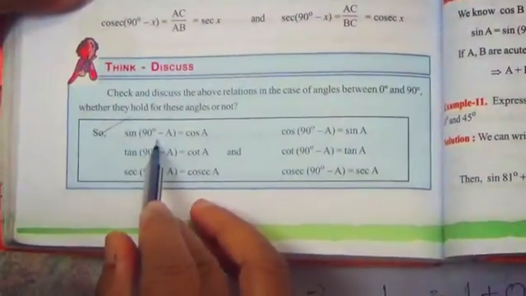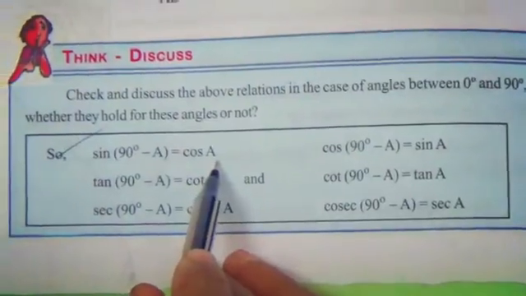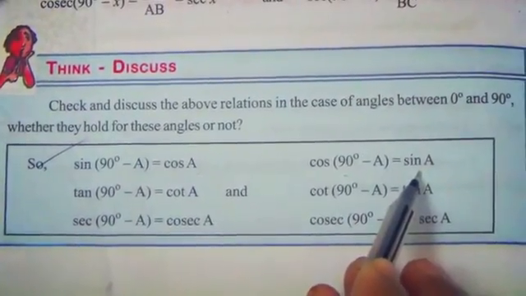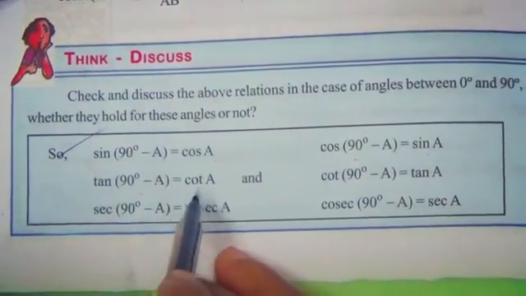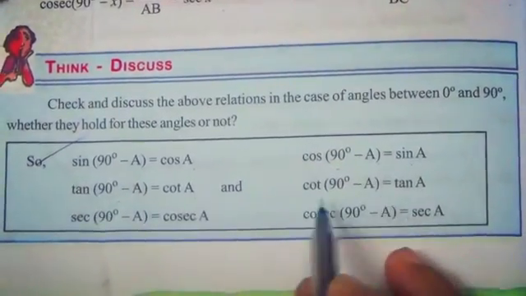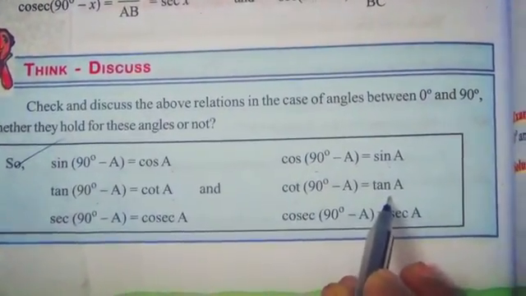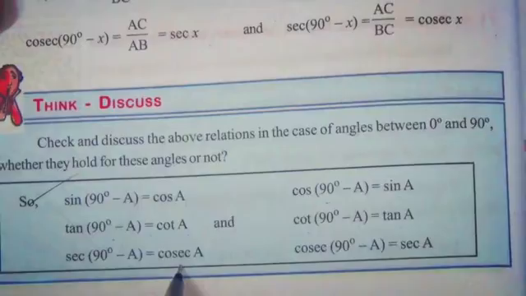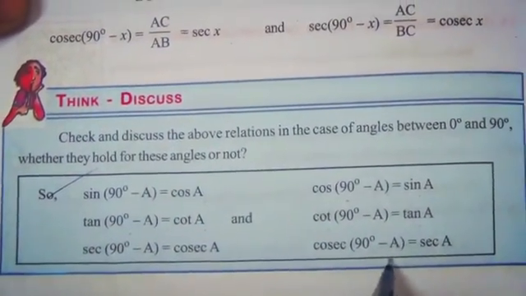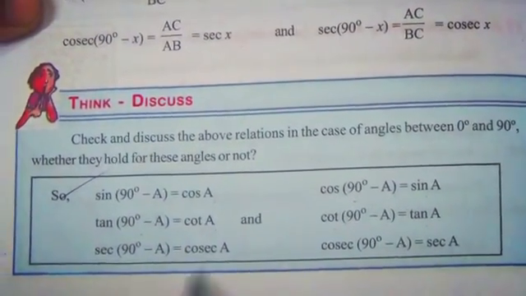I already explained this theory for you students. These are the formulas we have. Sin 90 minus theta is equal to cos theta, cos 90 minus theta is equal to sin theta, tan 90 minus theta is equal to cot theta, and cot 90 minus theta is equal to tan theta. Secant 90 minus theta is equal to cosecant theta, and cosecant 90 minus theta is equal to secant theta. On the basis of these formulas we have to solve these sums.